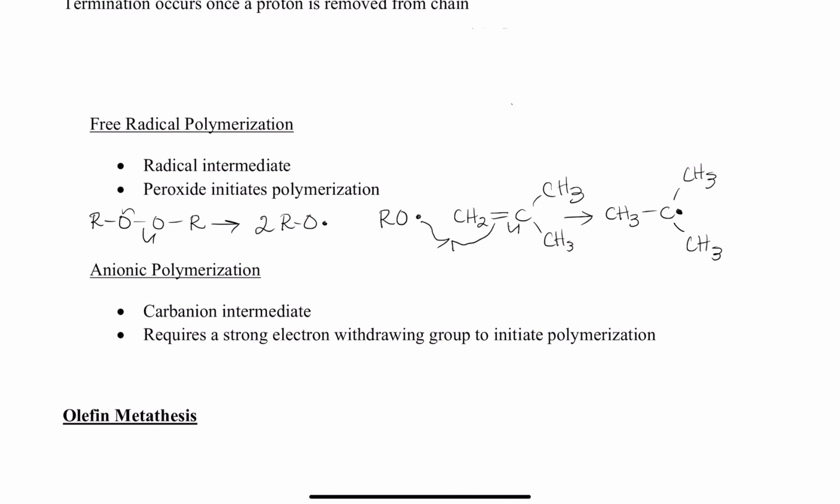Lastly, we have anionic polymerization. This is going to have a carbanion intermediate. This is pretty rare. You won't see this as much. But anionic polymerization reactions require strong electron withdrawing groups to initiate the reaction, and it's because they really help stabilize the double bond. So for example, if this were to react with isobutylene again.